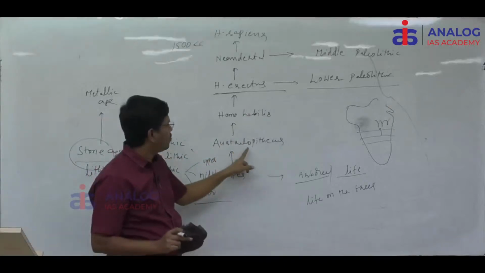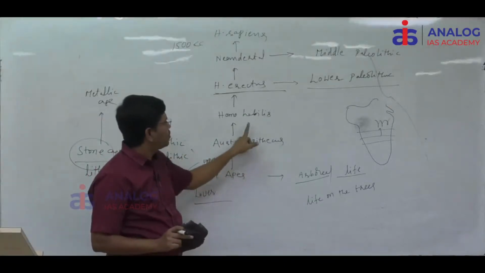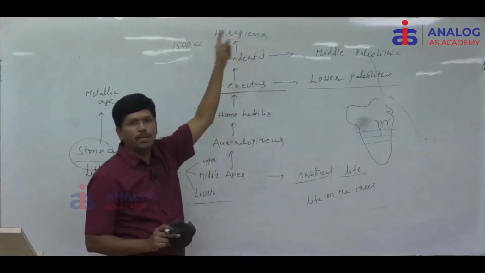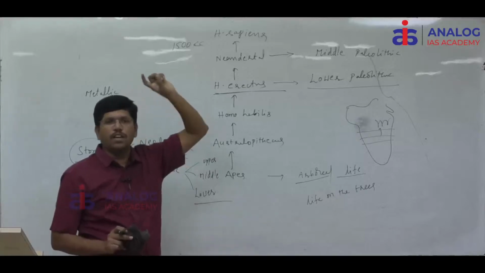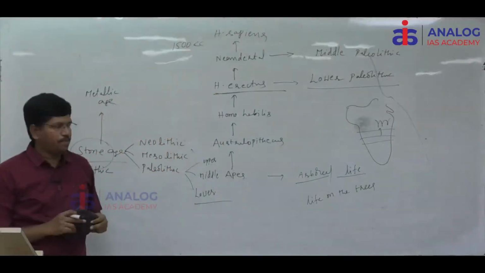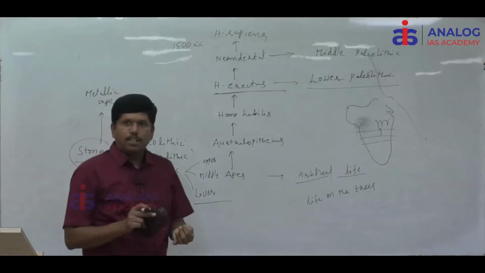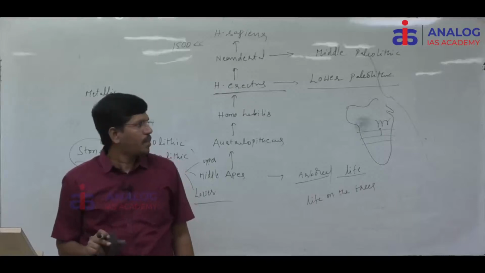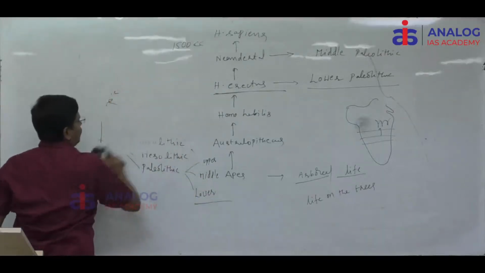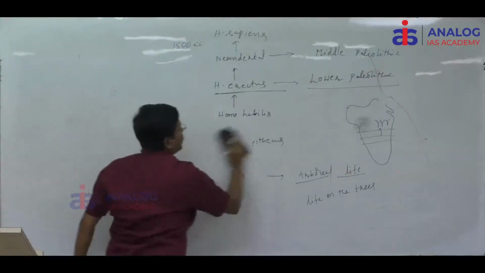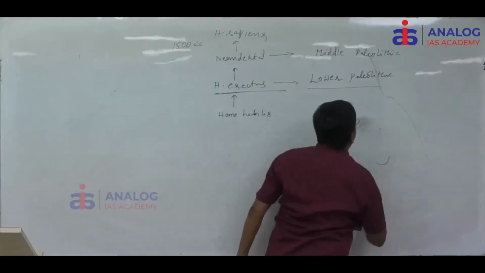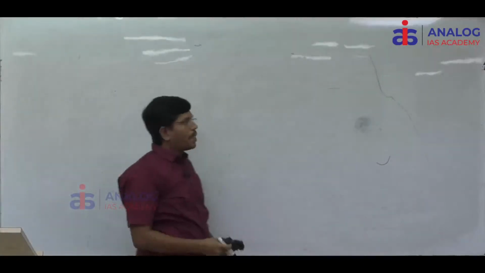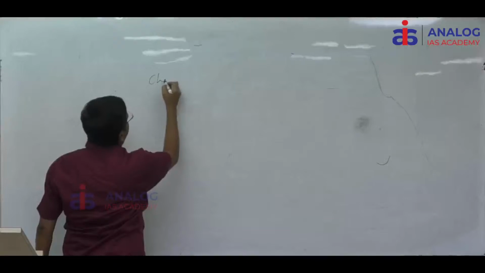That's why gradually over a period of time, from Australopithecus to Homo habilis, Homo habilis to Homo erectus, Homo erectus to Neanderthal man, to Homo sapiens came into existence. This is the brief outline of human evolution. Evolution of man and his culture are there in the first chapter of your paper 1. Now, we have discussed the basics of chapter 1 also.